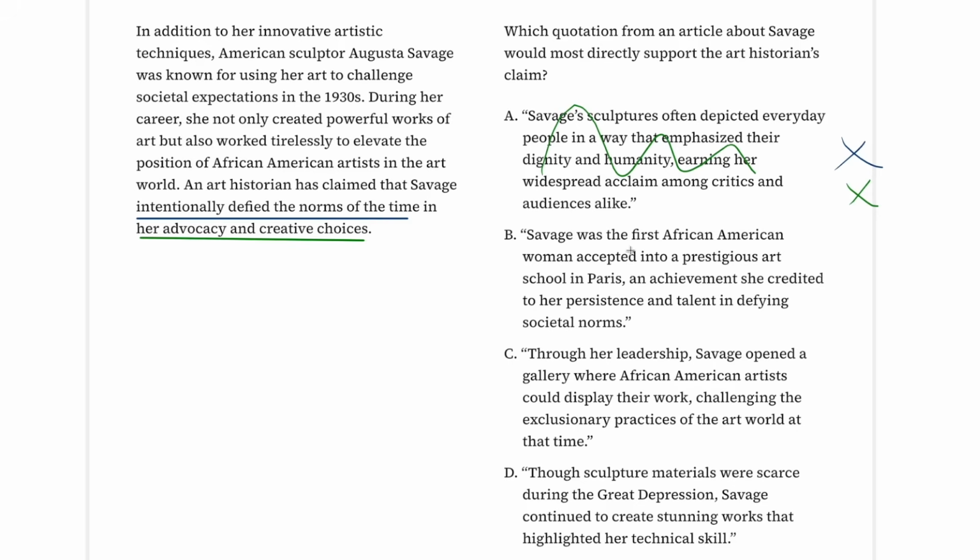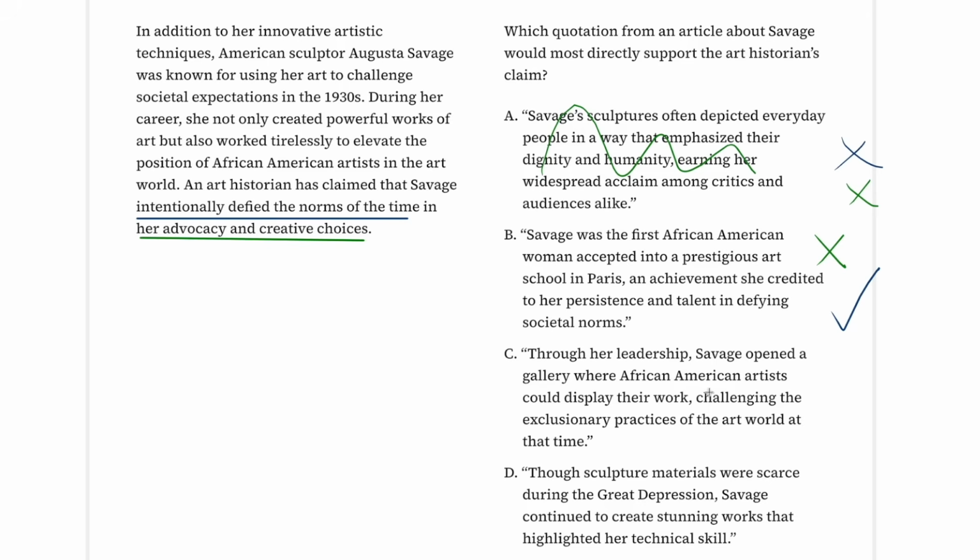Okay, B, she was the first African-American woman accepted into a prestigious art school in Paris, an achievement she credited to her persistence and talent in defying societal norms. Okay, so again, I noted previously that this one is the trap. The clue that it's a trap has to do with the exact words being plucked out of the passage, out of the claim, but the reason why it actually doesn't work is that it doesn't say anything about defying norms in her advocacy and creative choices. It doesn't give any evidence that she did that. It just says that she credited this achievement to the fact that she did that. Okay, so for the green portion, her advocacy and creative choices, I'm going to say this gets an X because it doesn't connect with that part.